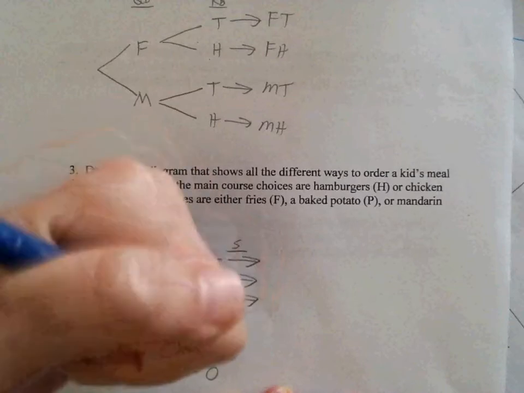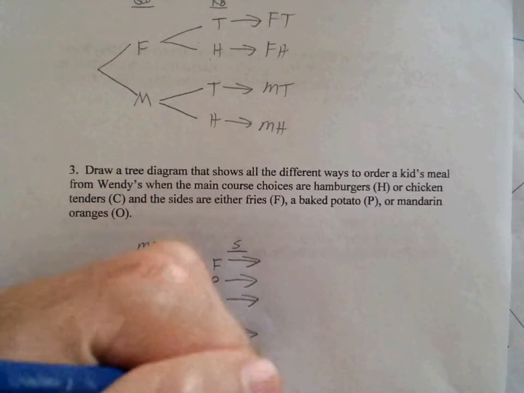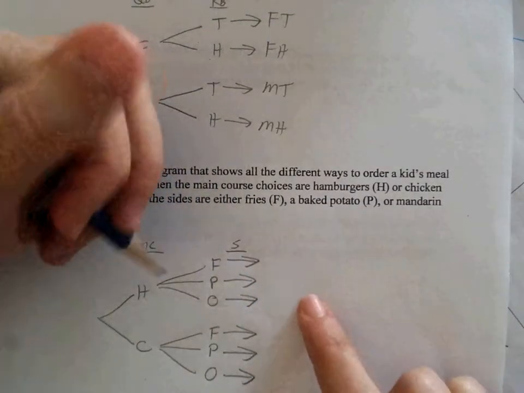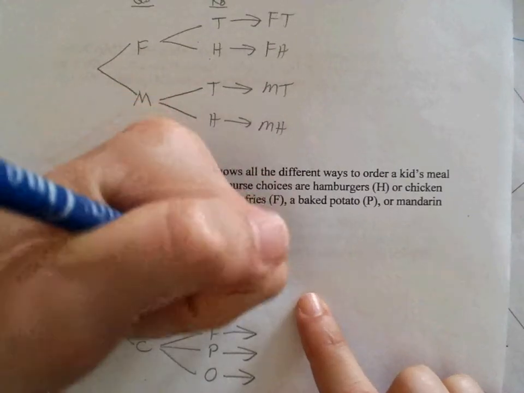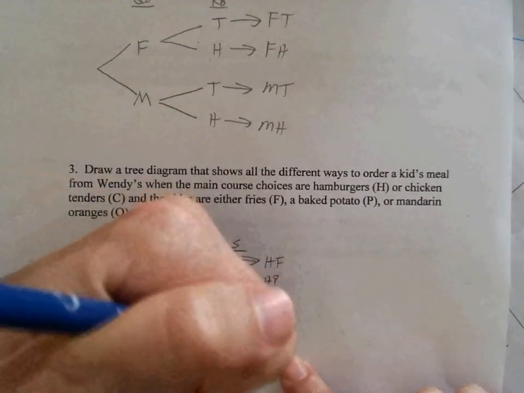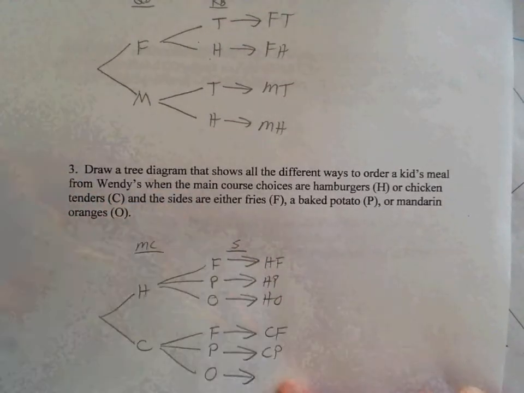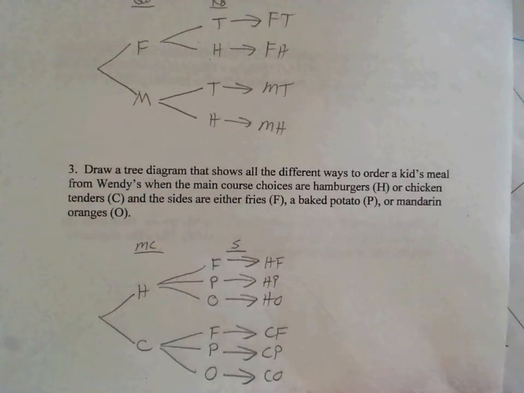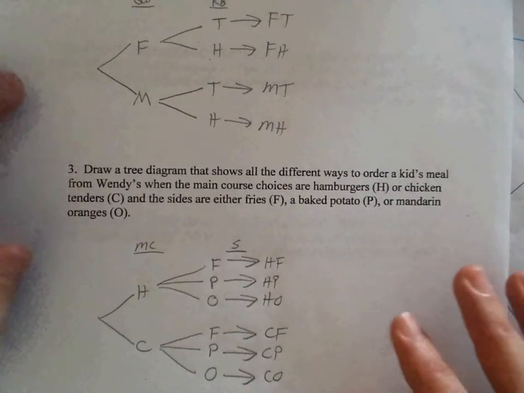So now we go ahead and make our little arrows. From here, connect the dots. This is hamburger fries, hamburger potato, hamburger oranges, chicken fries, chicken potato, chicken oranges. So in this scenario, we would have 6 choices.